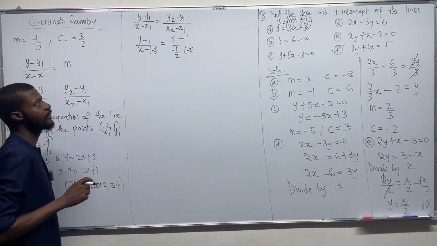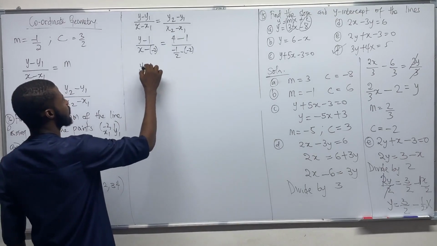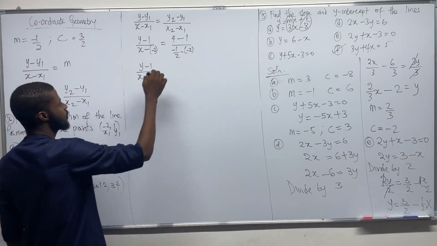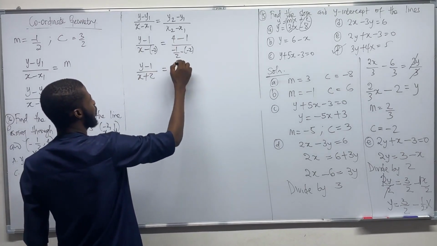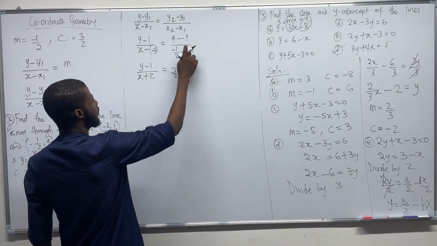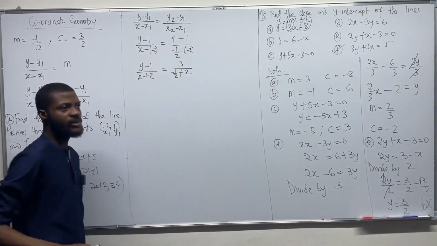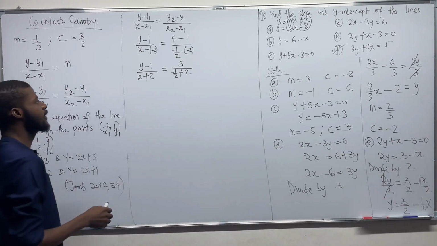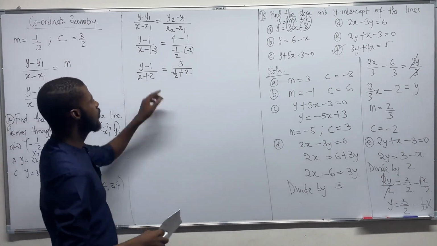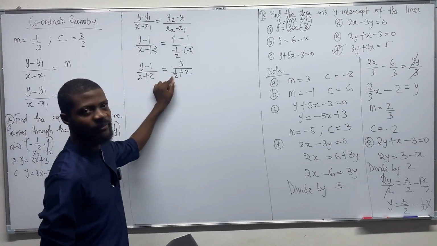So be very careful. Now this is y minus 1 divided by x. Minus times minus is plus. So that's a plus 2. Now 4 minus 1 is 3, divided by minus 1 over 2. Minus times minus is plus. So that's what we have. Next, this becomes very tricky. Now most persons might not really know what to do here, but be very careful.